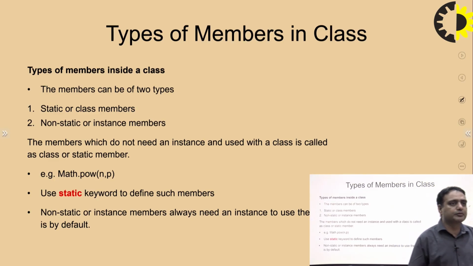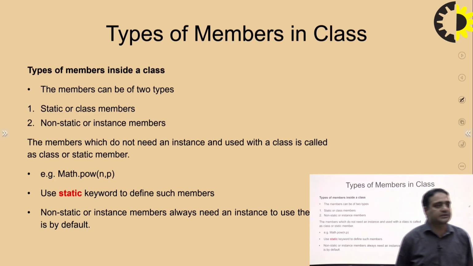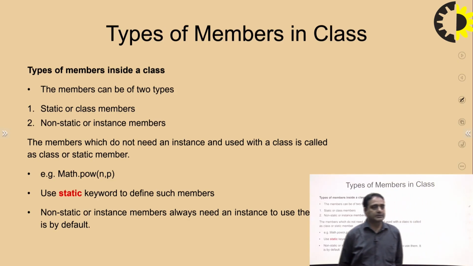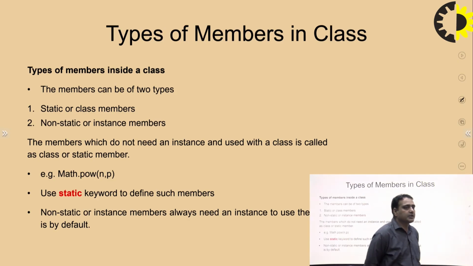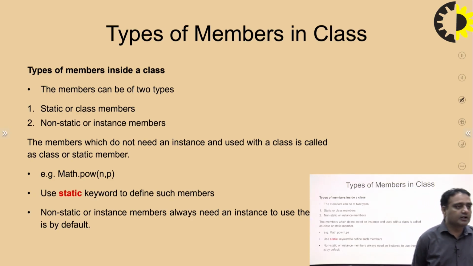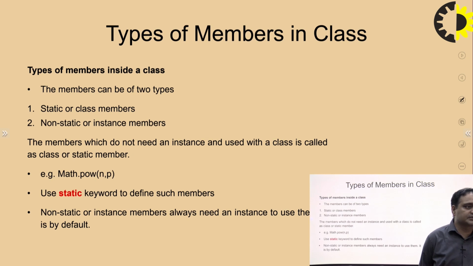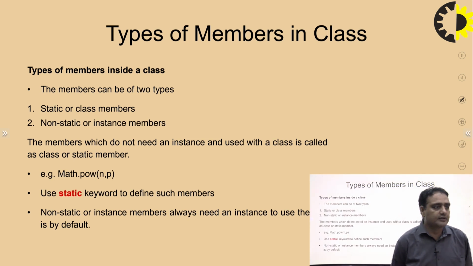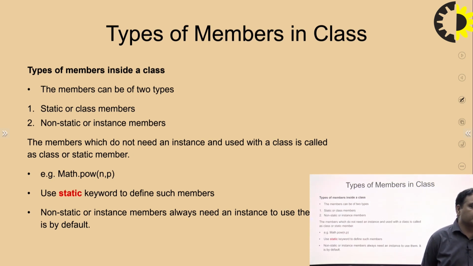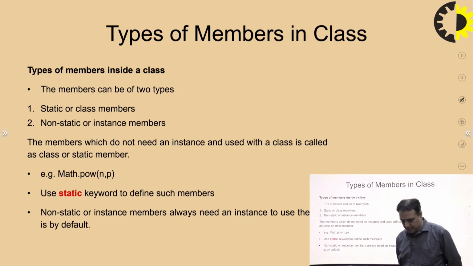The types of members in classes. The members inside a class can be of two types: static or class members, and non-static or instance members. The members which do not need an instance and are used with a class are called class or static members, like Math.pow. Use the static keyword to define such members. What do you mean by static data members?